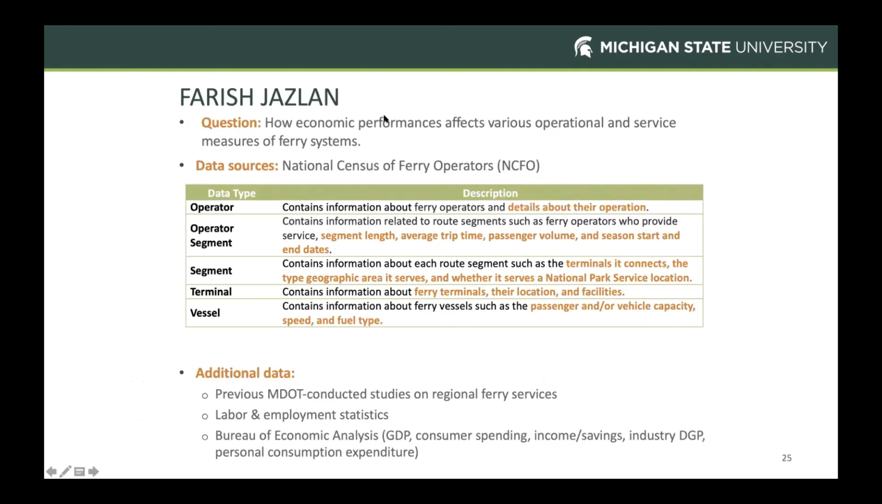All right, Farish. Hello. So my question is how economic performance affects various operational and service measures of ferry systems. By economic performance, we mainly mean funding. Funding can come in the form of fare box revenue for any given fiscal year, from the previous year's fare box revenue, local funding, state funding, and federal funding. So we're trying to see how these levels of funding affect the ferry operators' operational service measures.